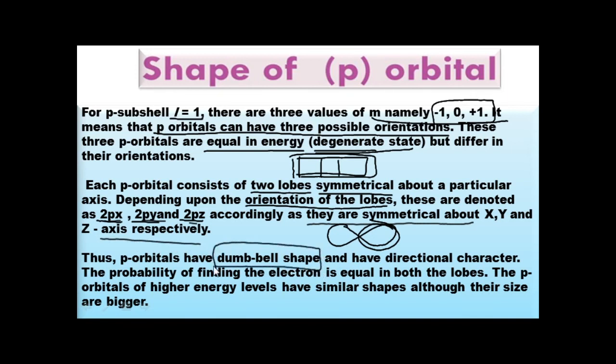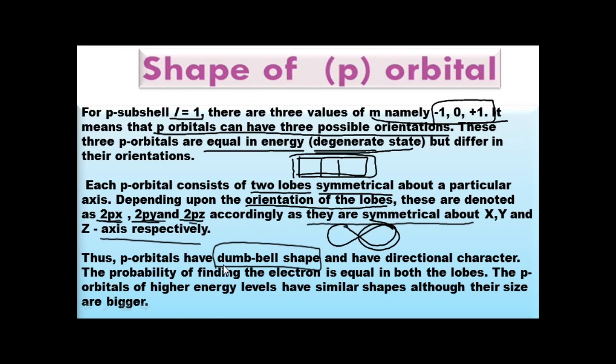One more question. Dumbbell means the instrument we use for exercise, and the name of that instrument is dumbbell. So it's like a dumbbell. So the p orbital has a dumbbell shape.